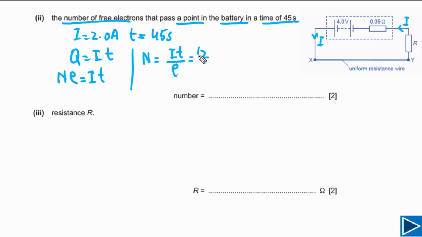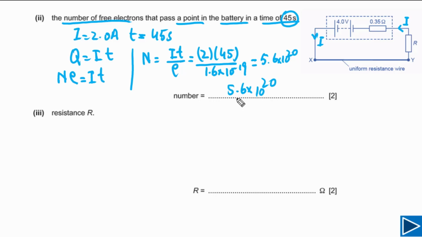I is given to us, this is equal to 2, and the time is given, this is 45 seconds. And the charge on a single electron is 1.6 times 10 to negative 19 coulombs. If we simplify this one, our final answer will be 5.6 times 10 to 20. And this is the number of electrons passing through a point in 45 seconds. So our final answer is 5.6 times 10 to 20.